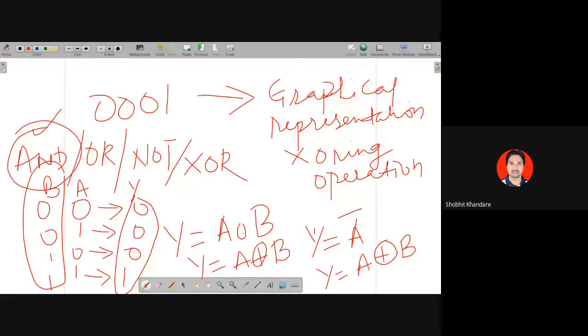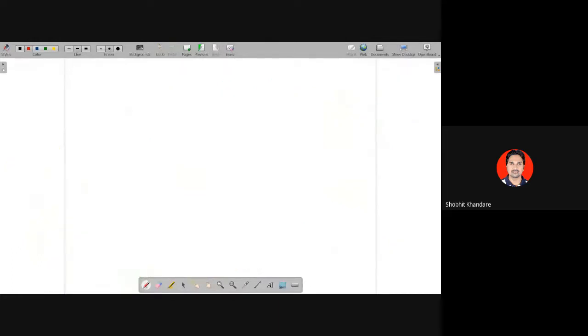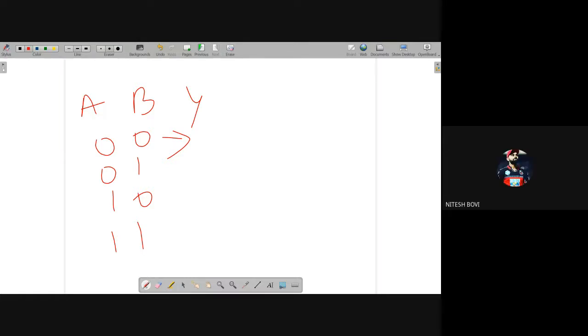So if I have to do A XOR B, then see here, if I have A, B and Y, it is 0, 0, 0, 1, 1, 0, 1, 1. So tell me XOR operation. 0 XOR 0. It is 1? Yes, sir. 0 XOR 0 is 1 or 0? Sir, 0.